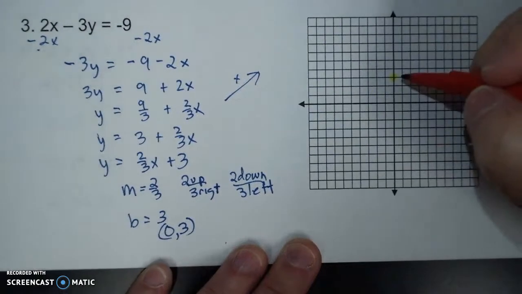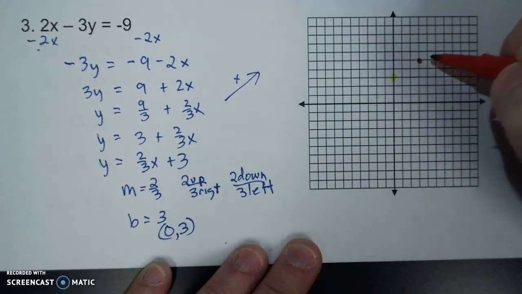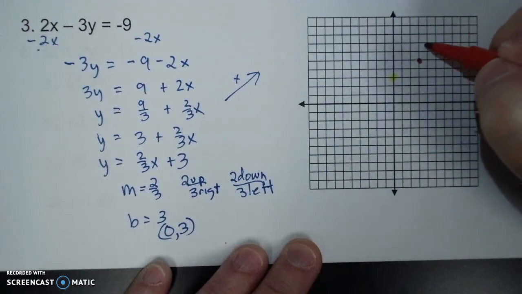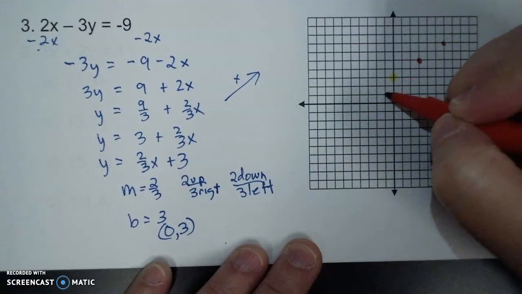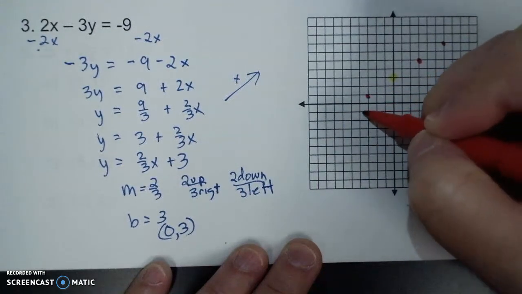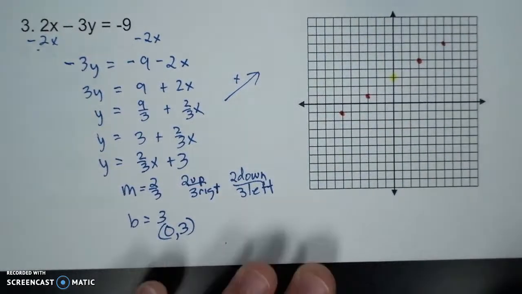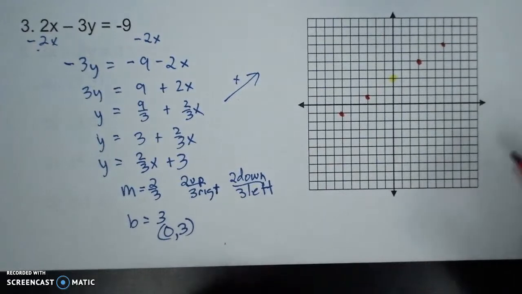I travel 2 up, 3 right, and 2 up, 3 right. I go 2 down and 3 left, and 2 down and 3 left. And that's enough to see that the line will be here.